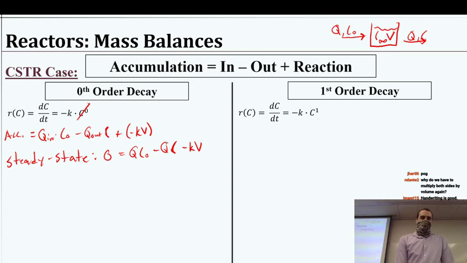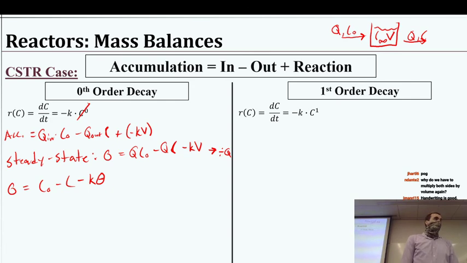Now, at this point, we're working towards solving for C, and so it makes a lot of sense to go ahead and divide by Q. So if we divide all terms by Q, then we'll have 0, because 0 divided by Q is still 0, equals C naught minus C minus K, and this time I'm going to write theta, because V over Q is theta. And when we divided this term, KV, by Q, we just get theta.